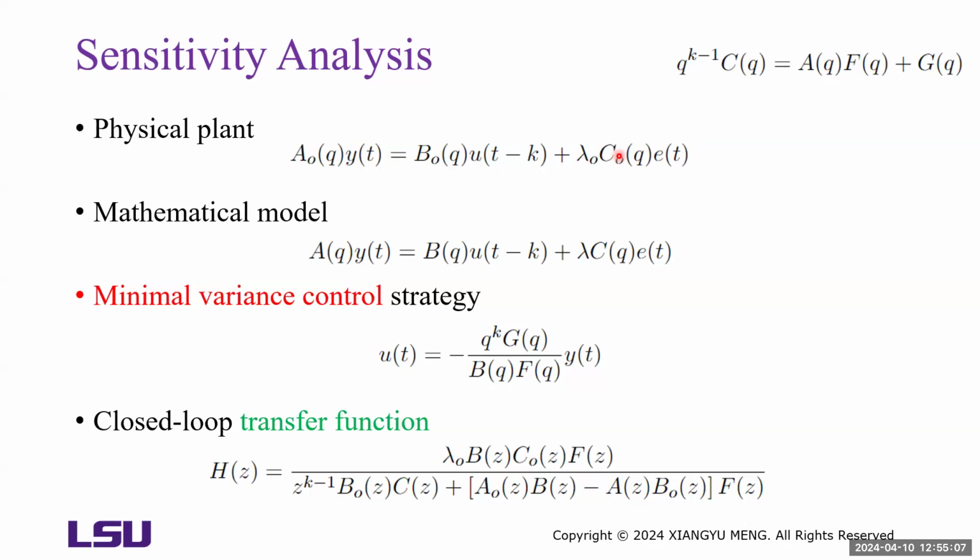Then let's investigate what happens if the system is controlled with a control law that is designed based on a mathematical model whose coefficients are different from the physical system. So let's assume we use the minimal variance control strategy. Then we know this u(t) will be negative Q K G over B F times y(t).